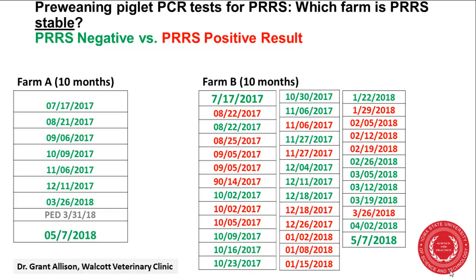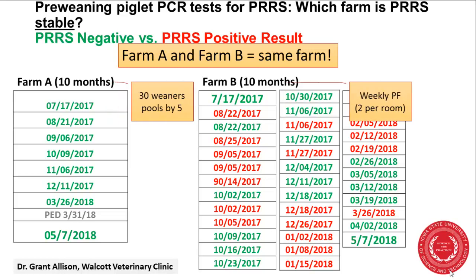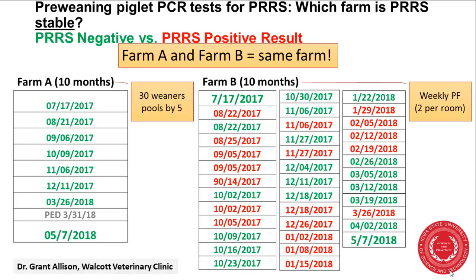Well, those are the same farm. The difference is that in this scenario, you're looking at 30 weaners in pools of 5. And over here, you're looking at processing fluids, 2 per room, each room with about 16 crates. So you see that by processing fluids, the farm was positive for viral circulation all the way from start to finish here, which indicates, again, that you need more than 30 samples to detect virus. Virus does have the ability to sustain prevalence under 10%.